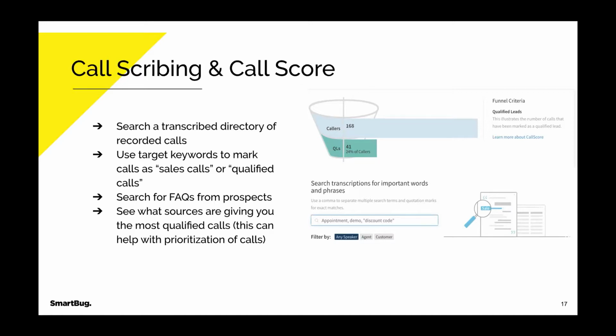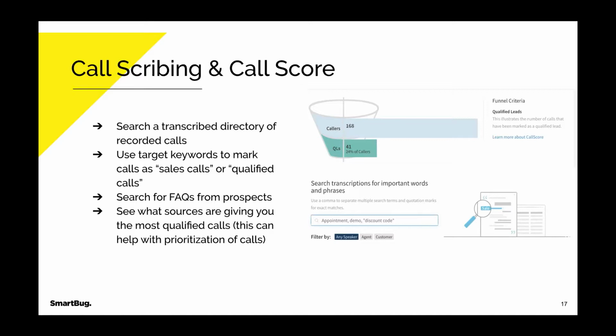These features allow you to search a transcribed directory of recorded calls, so you can see how many times prospects use certain words. An example here on the right: are your prospects or reps saying things like appointment, demo, discount code with any particular frequency? Or do you want to listen back to any calls where someone on your sales or service team mentioned a discount, and see what the context was and if that is effective or not?